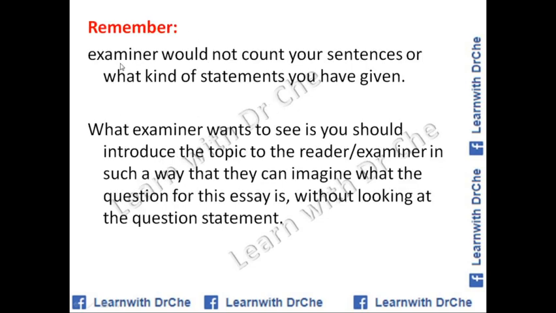Remember, the examiner would not count your sentences or what kind of statements you have given, such as this is the hook, this is paraphrasing, or this is your opinion. What the examiner wants to see is that you introduce the topic to the reader or examiner in such a way that they can imagine what the question of this essay is without looking at the question statement.